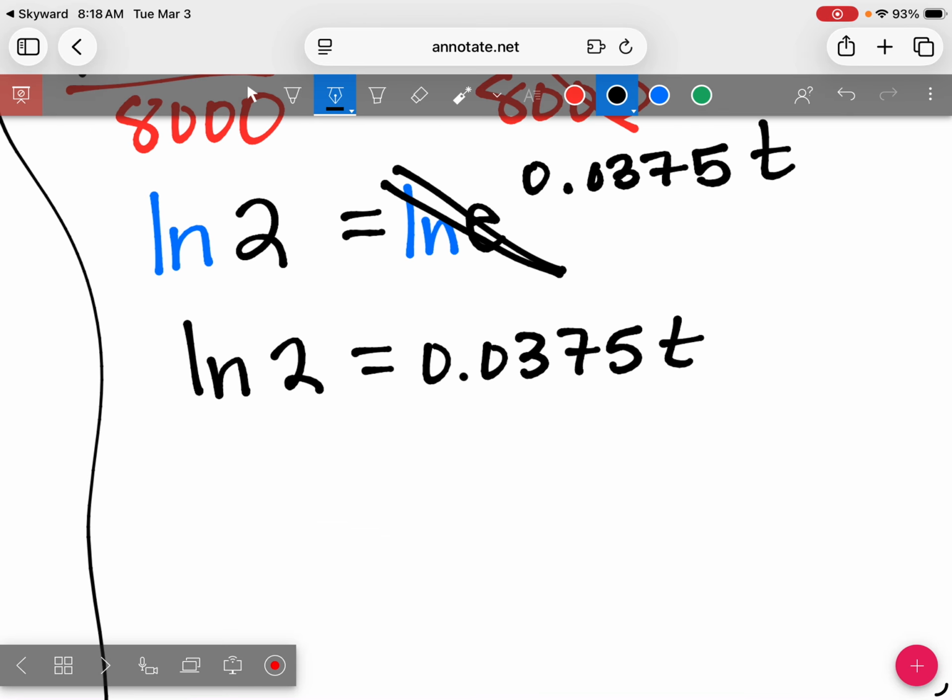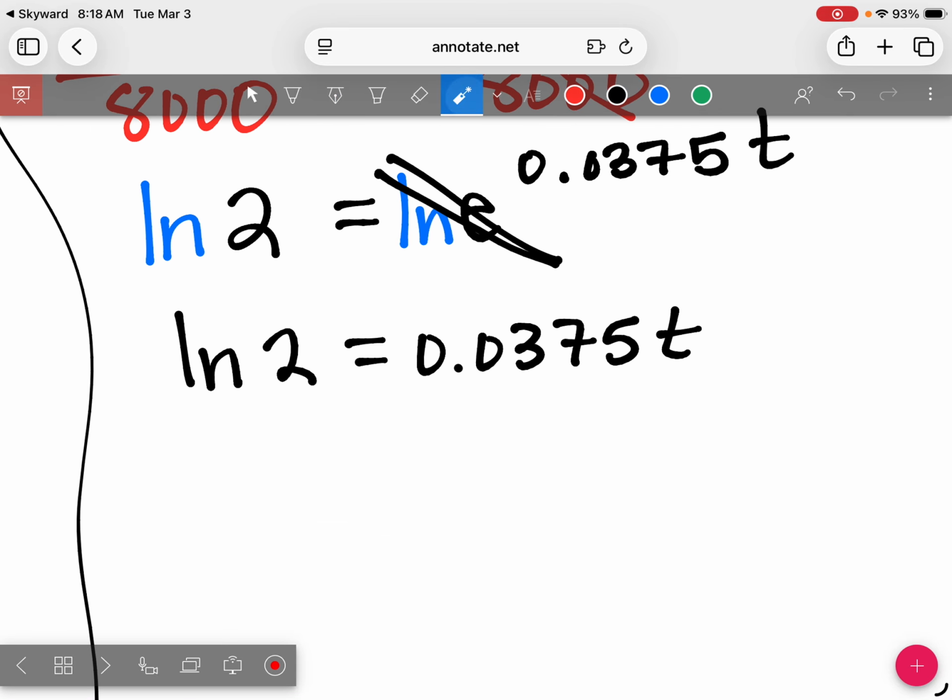All right, the last thing I need to do, remember, these are being multiplied. And I'm trying to get t by itself. So what do I have to do to get rid of the 0.0375? What's the opposite? What's the opposite of multiplication, Bailey? Bailey? Division.